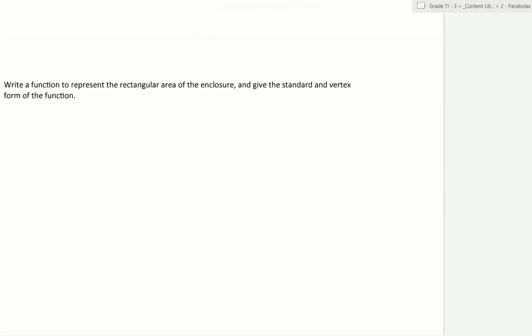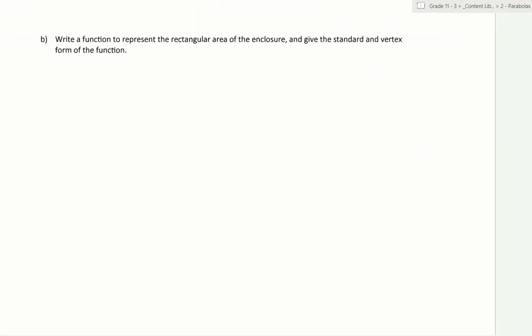All right, so here we're going to write a function to represent the rectangular area of the enclosure and give the standard and vertex form of the function. So we want to maximize area. All right, so we'll just keep that in mind.